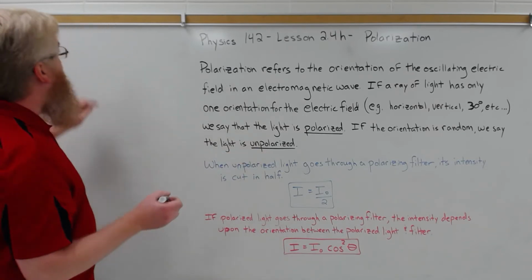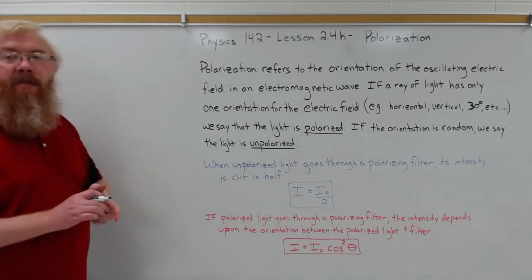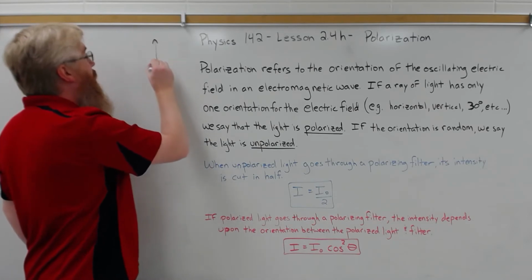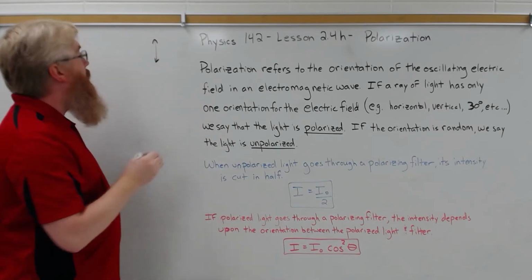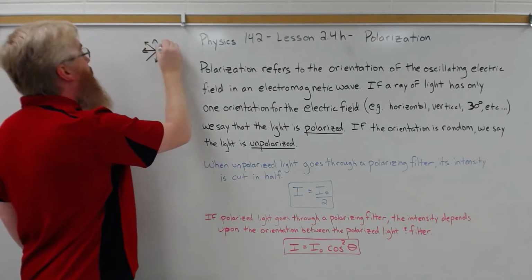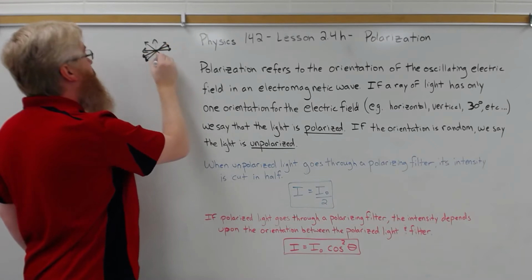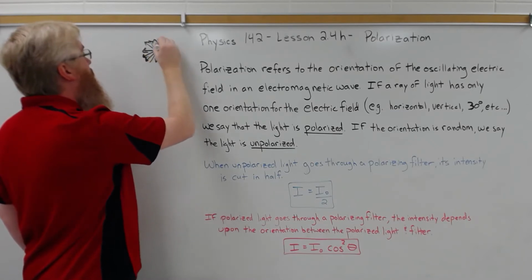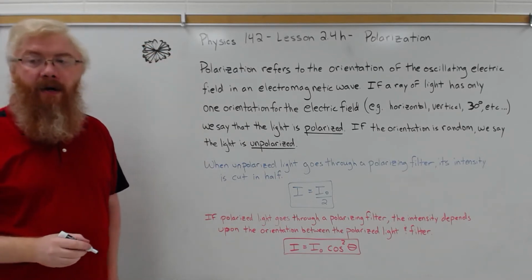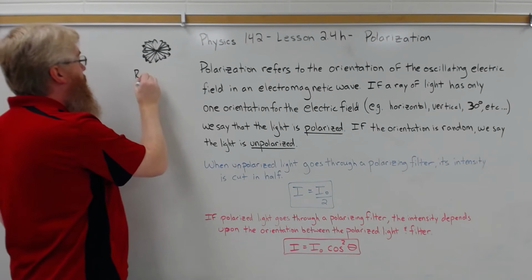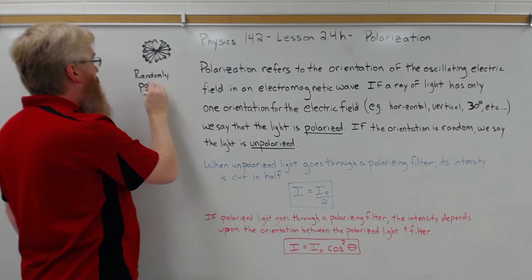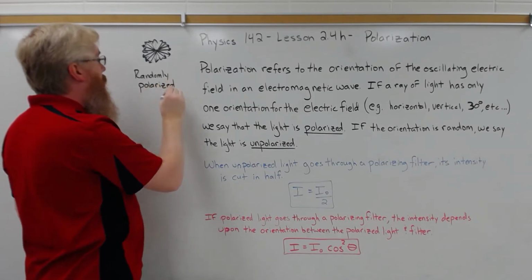So what am I saying? Let's use this little part of the board here. Imagine a beam of light coming out towards you now. So the electric field could be vertically oriented, up and down. It could be horizontally oriented, or any infinite possible combinations of angles. Right? I could keep on drawing and keep on drawing. This is randomly polarized, or unpolarized light.